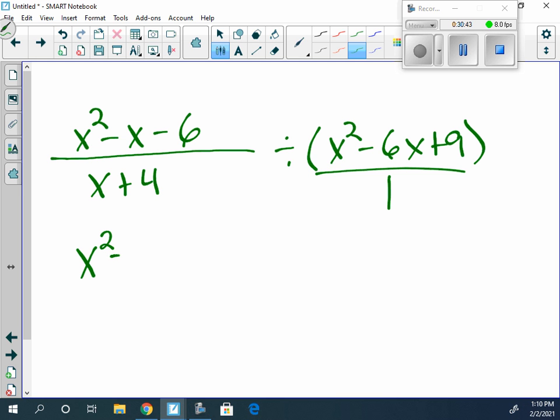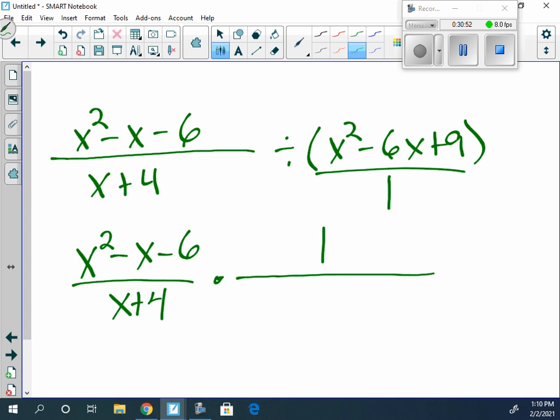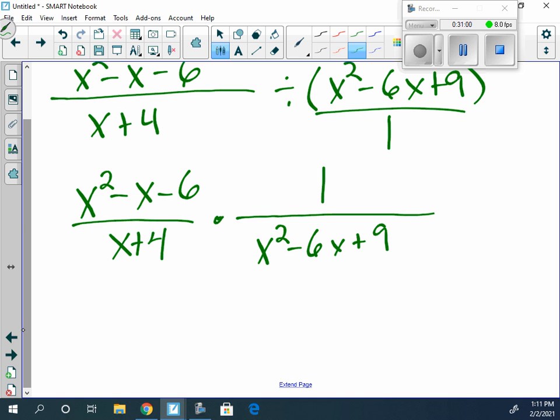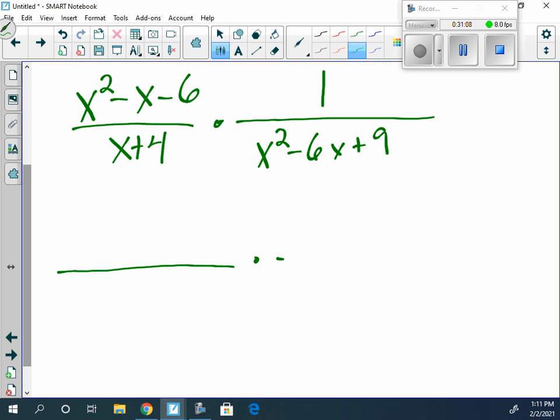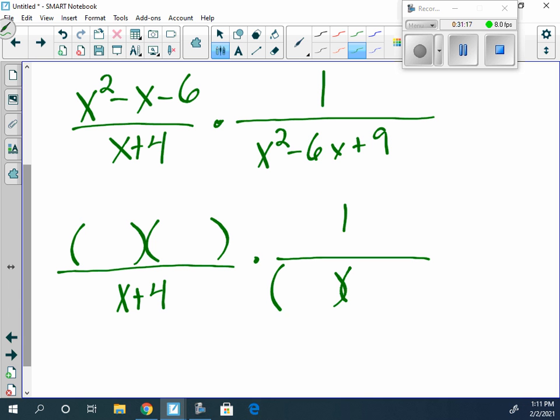So when we do our first step of flipping it, we change it from division to multiplication, and the 1 goes on top. And the x squared minus 6x plus 9 goes on bottom. So we just flip that second fraction. Now, at this point here, we would factor the numerators, or factor anything that is factorable. Well, 1 and x plus 4 are not. Now, the other two, x squared minus x minus 6, is going to give us 2 sets of parentheses, as well as x squared minus 6x plus 9.